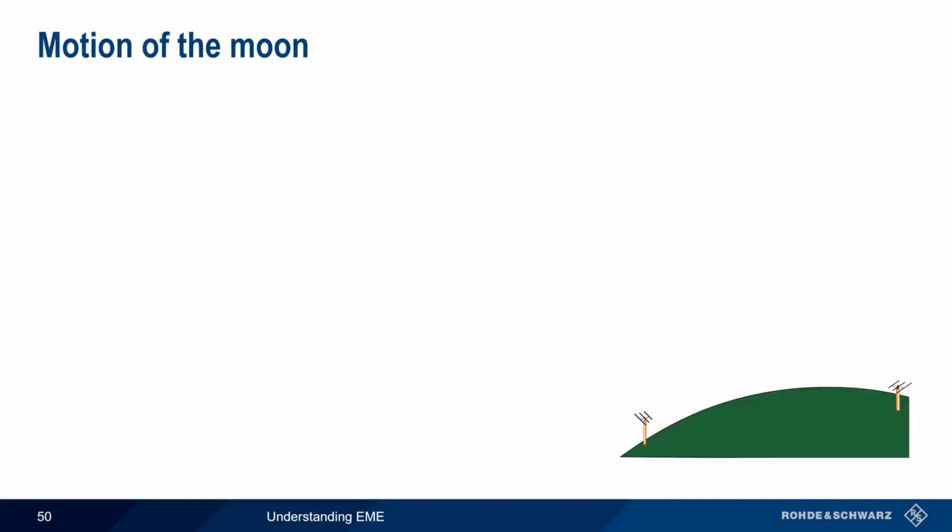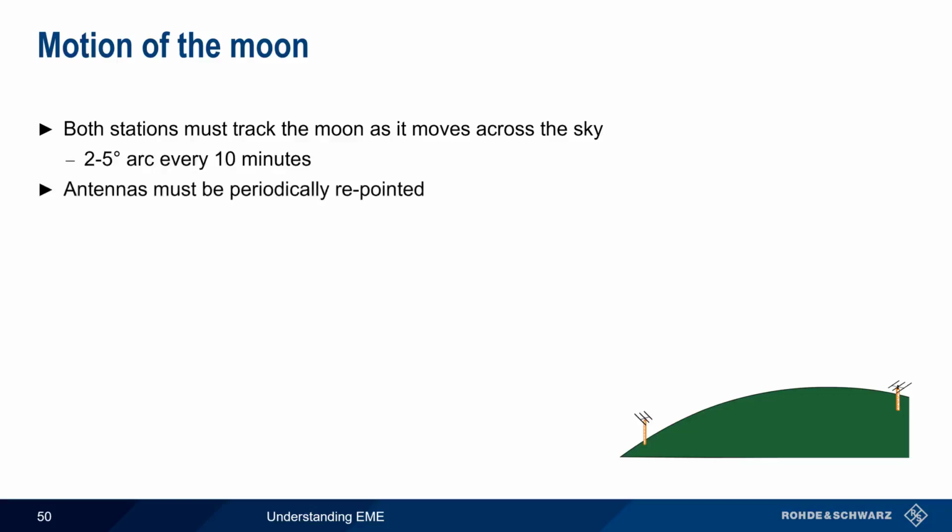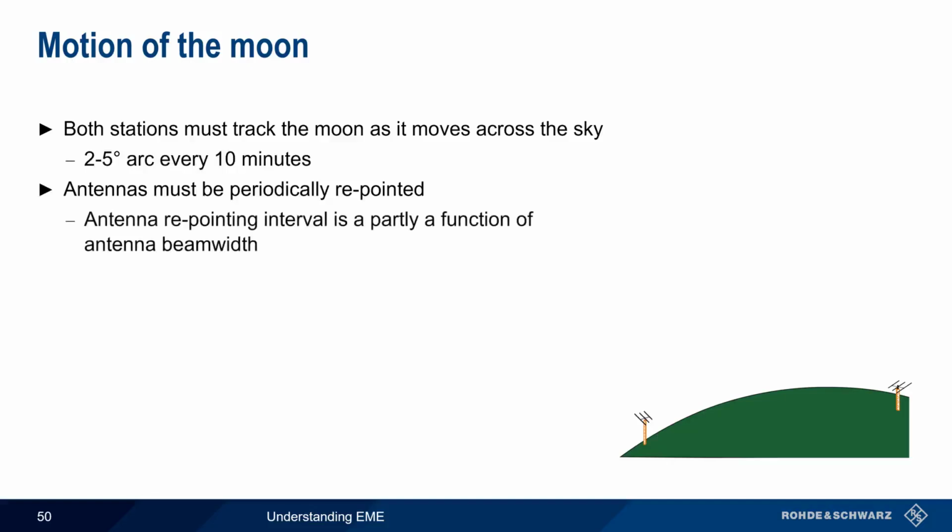Since the moon is also a moving target, both EME stations must track and point their antennas at the moon as it moves across the sky. As seen from the Earth, the moon moves through a 2 to 5 degree arc approximately every 10 minutes, so antennas must be periodically repointed to follow the moon, typically every 5 to 10 minutes. The antenna repointing frequency or interval, that is, how often the antenna must be repositioned, is also partly a function of the antenna beam width.